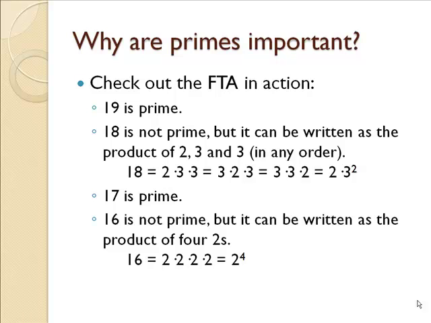In action, the fundamental theorem of arithmetic says 19 is prime. 18 is not prime, but it can be written as the product of 1 two and 2 threes in any order. 17 is prime. 16 is not prime, but it can be written as the product of 4 twos. And not only this, but if you have 4 twos, the only number that you can get is 16 when you multiply those prime numbers together. Same thing if you have 2 threes and a 2. The only number you're going to get when you multiply those together is 18.